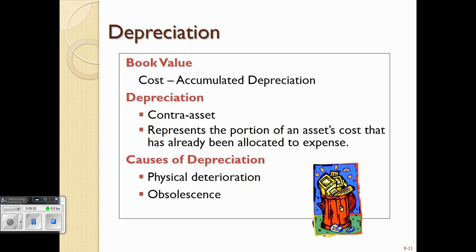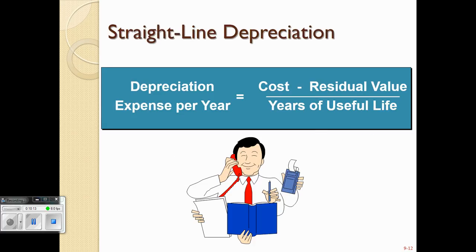The causes of depreciation are twofold. One is physical deterioration. You buy the truck, it wears out. So that's one of the causes for depreciation. The other one is because products become obsolete. You buy the computer, and over time, that computer becomes old, doesn't function anymore, and becomes obsolete.